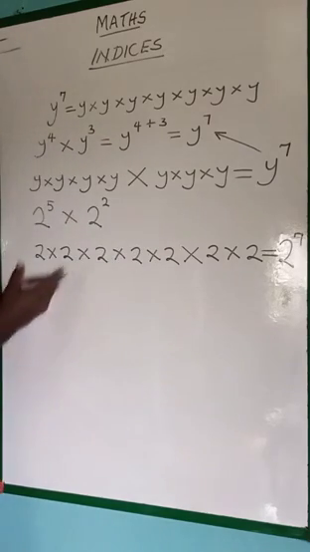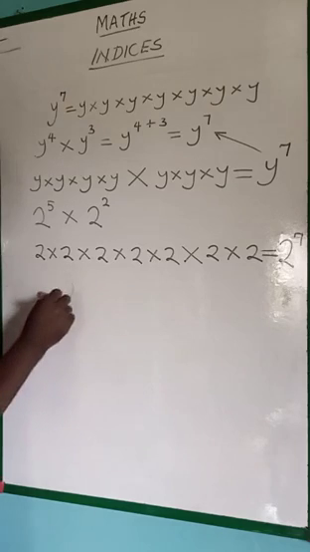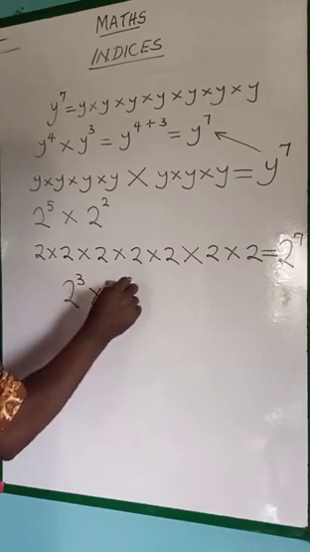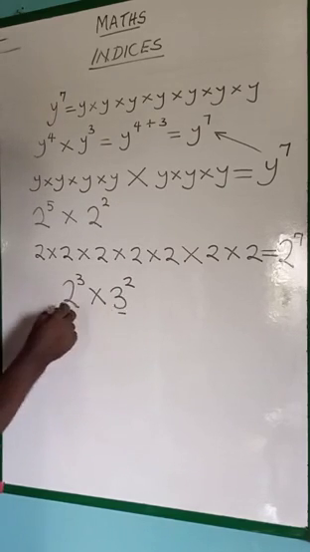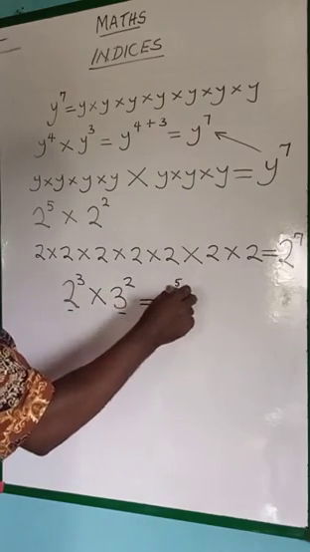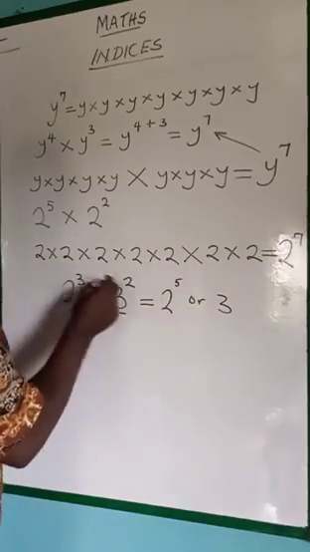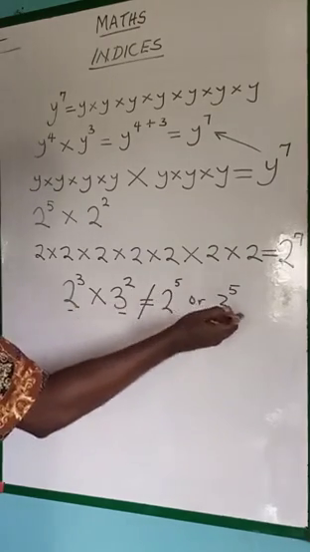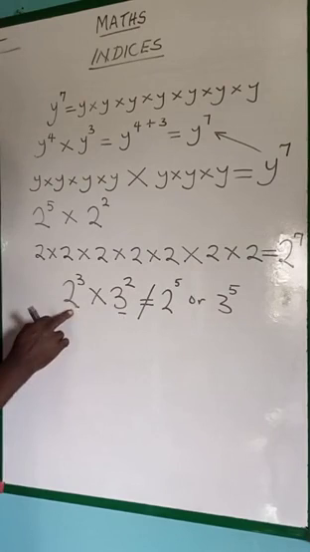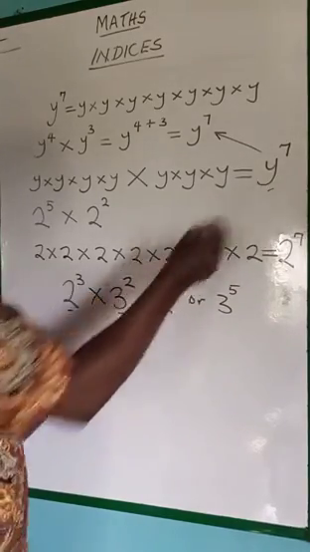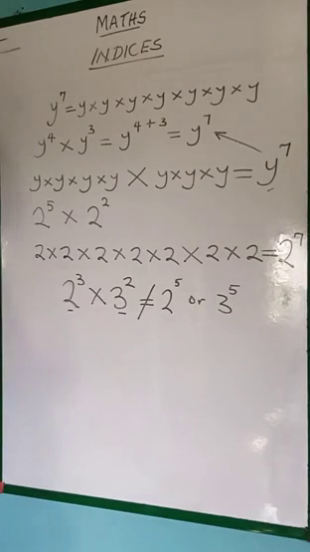Take for instance, where this one will not work. If you have 2 raised to power 3, for instance, and you have times 3 raised to power 2, these are not the same root number. So you cannot say 2 raised to power 3 plus 2, 5, or you say 3 raised to power 3 plus 2, 5. So this one is not equal to this or this. So unless they are in the same root number, you cannot pick one. But when they are in the same root number, you can pick one, as in this case, and as well as in this case. That is where we are going to stop for today.